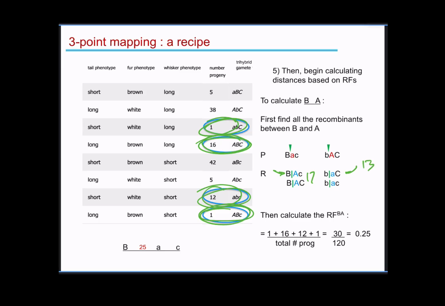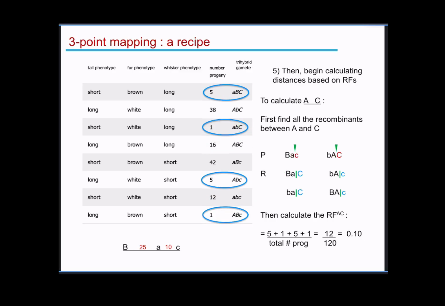So now, if I want to calculate the recombination frequency between B and A, I need to add up all of the recombinants. So 1 plus 16 plus 12 plus 1, that gives me 30, out of a total of 120. So 30 divided by 120, 0.25. That is the genetic mapping distance between B and A.